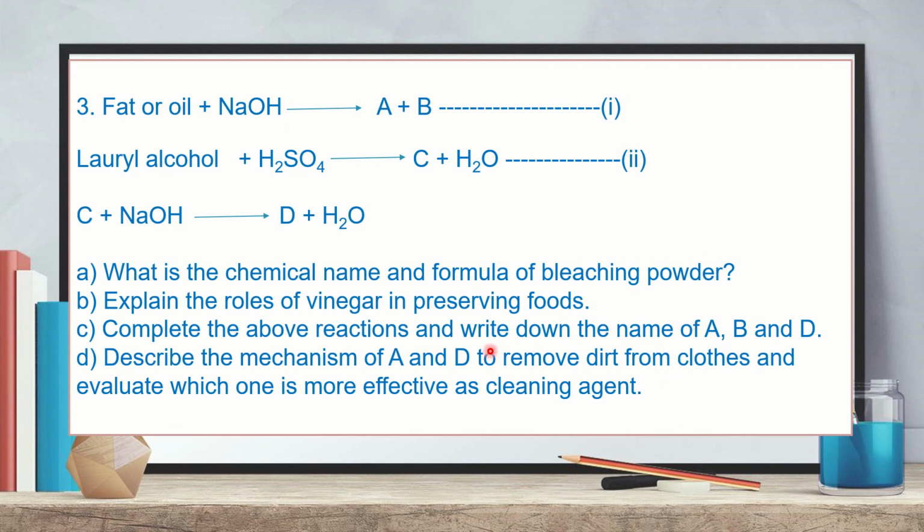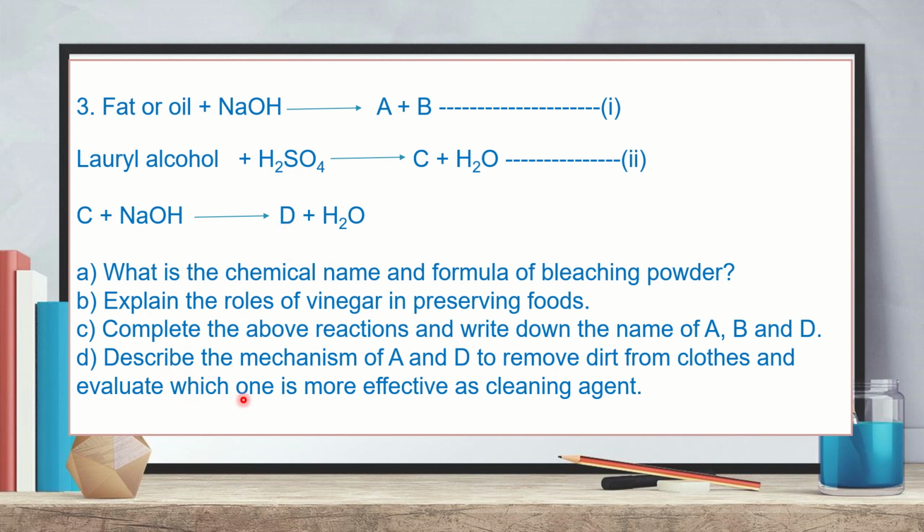Complete the above reactions and write down the names of A, B and D. You will complete all the reactions and from there you will write the names of A, B and D. A is soap. You have to write its chemical name with formula. B is glycerin. Its formula you have to write. And D is detergent. Its chemical name and formula you have to write.